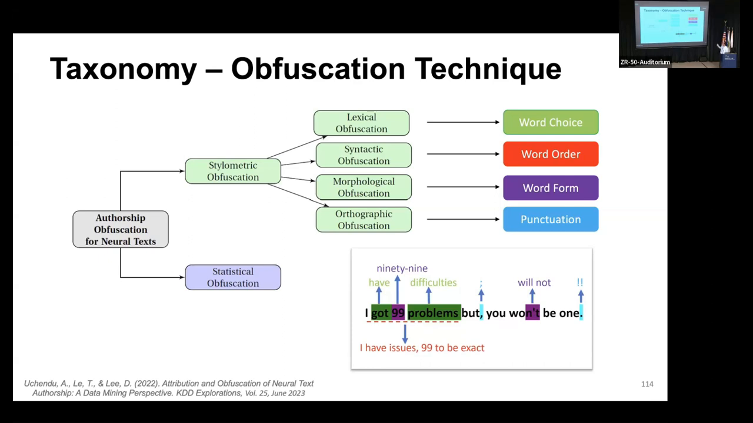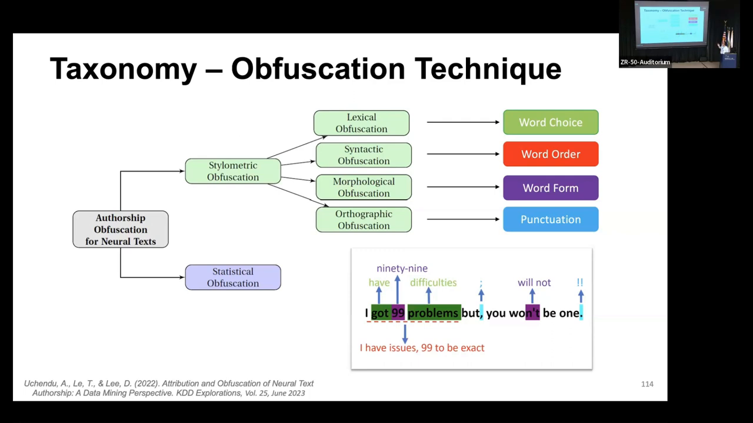The next component in stylometric obfuscation is syntactic. Syntactic deals with word order. For example, instead of saying I got 99 problems, we can say I have issues, 99 to be exact. The third type is morphological. Morphological deals with word forms. For example, instead of writing 99 as a number, we can spell it out. Instead of saying won't, we can say will not. So these deal with word form.